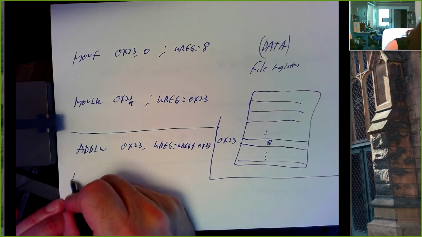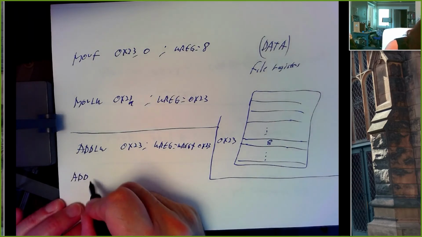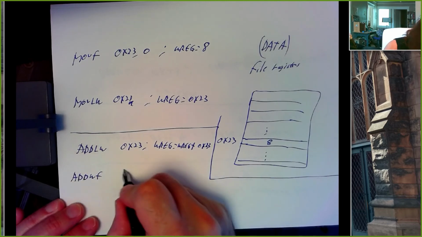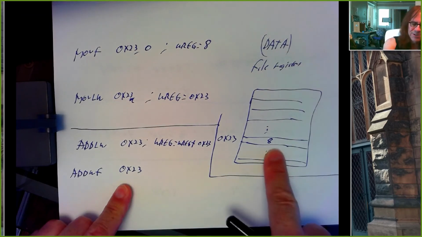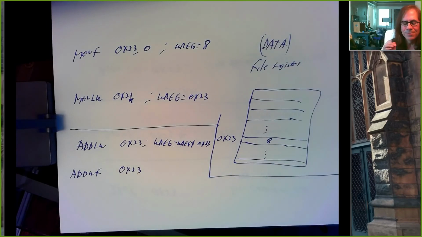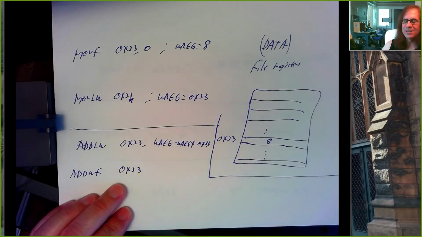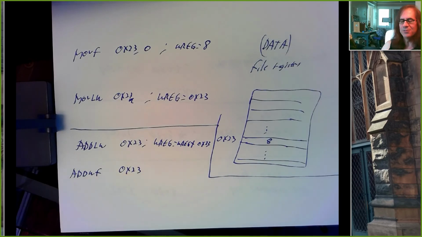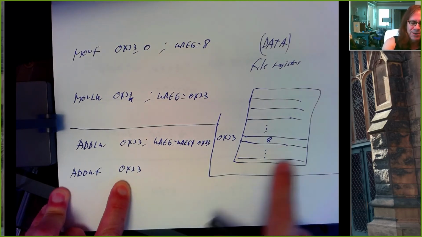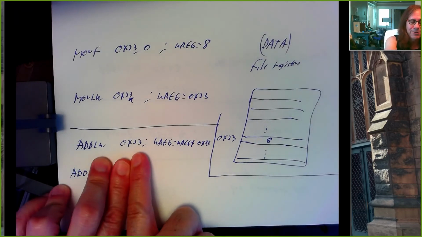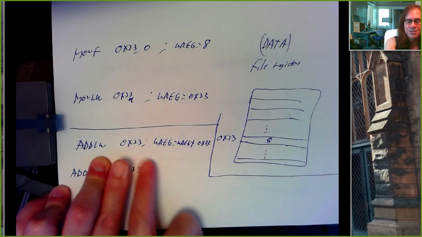If I say add W file register hex 23, it's a totally different operation. It says take the current value in the W register, take the value at location 23, add those together, and store the result back in 23. If I say comma 0, store the result in W. This is using 23 as a location in memory. This is just using the actual literal value 23. Add 23 to the W register.